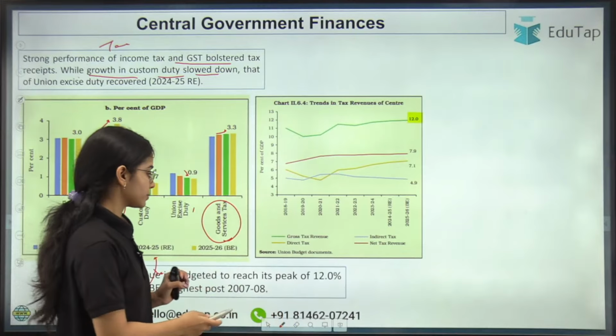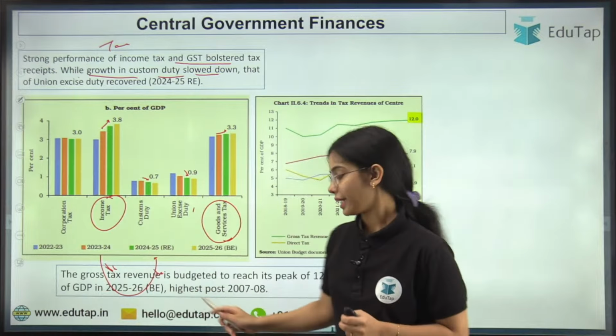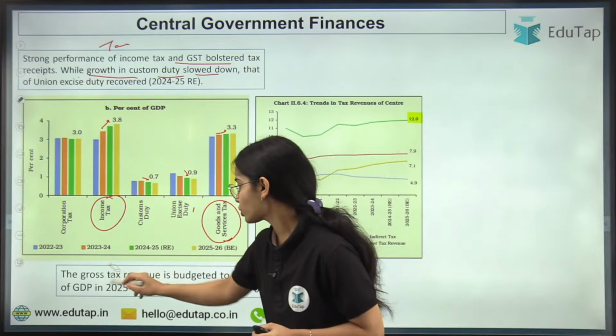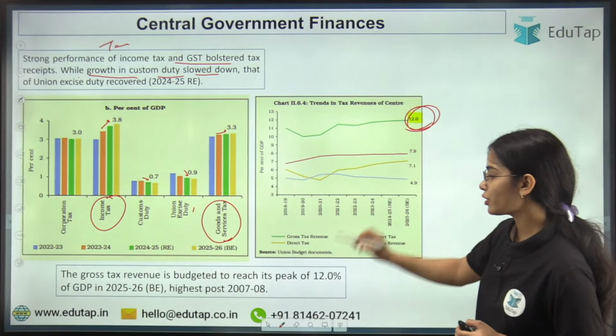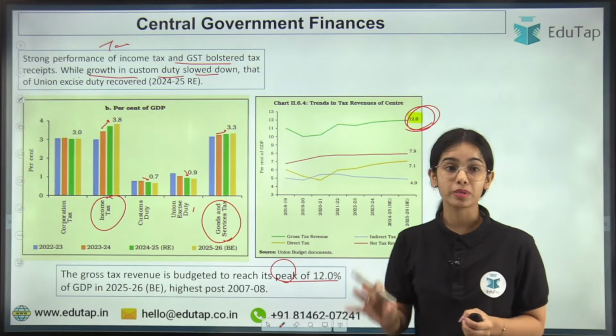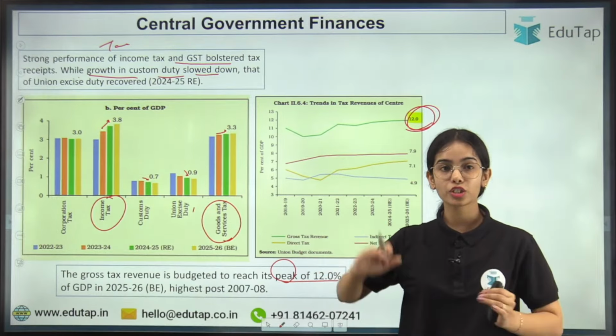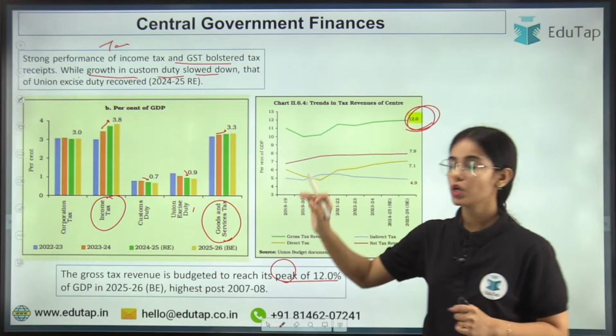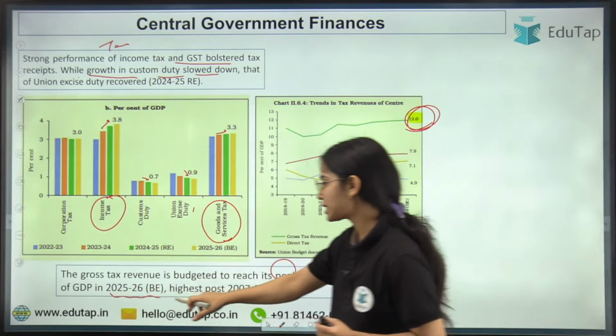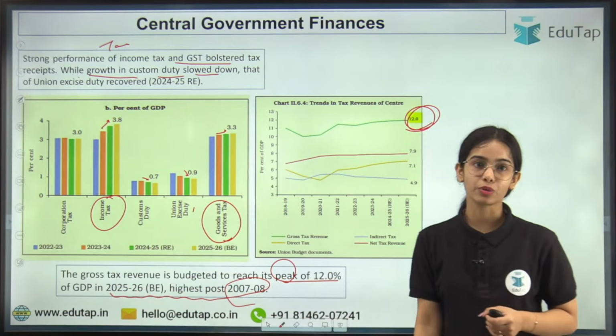Now next is the gross tax revenue, the total tax revenue. See, gross tax revenue is budgeted to reach its peak of 12%. So the total tax revenue is budgeted to reach its peak of 12% of the GDP in 2025-26, highest after 2007-2008.